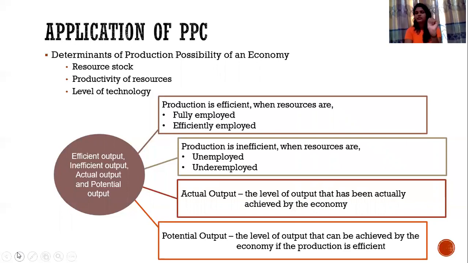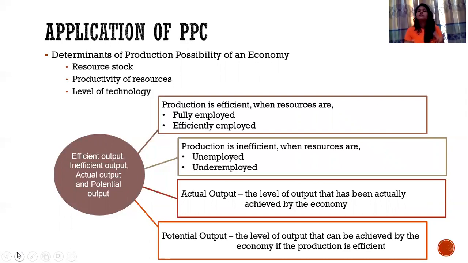If there is a change in resource stock, the production possibility curve will shift. Okay, if there is a change in productivity of resources, again the PPC will change. And the last factor is level of technology. If there is an improvement in technology, then the PPC will shift rightwards or outwards. Okay, if there is a deterioration in the technology, then the PPC will shift inwards or leftwards.